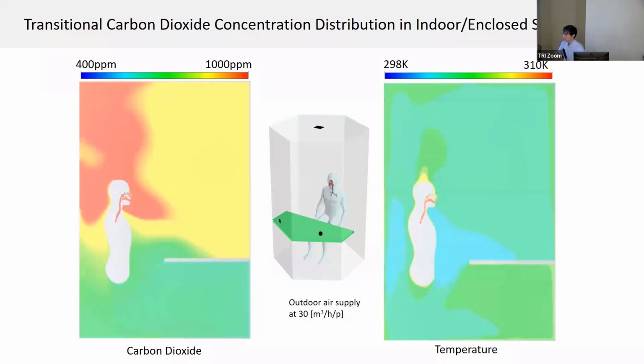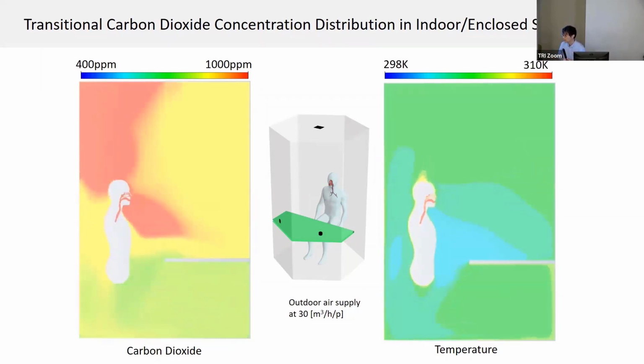I'm not sure about the guideline concentration of CO2 in Australia, but generally speaking, in Japan and other European countries, we usually set 1000 ppm as a guideline concentration value in indoor environments. Unfortunately, in this case, the CO2 concentration around the human body exceeds 1000 ppm under sufficient ventilation rate supply conditions.